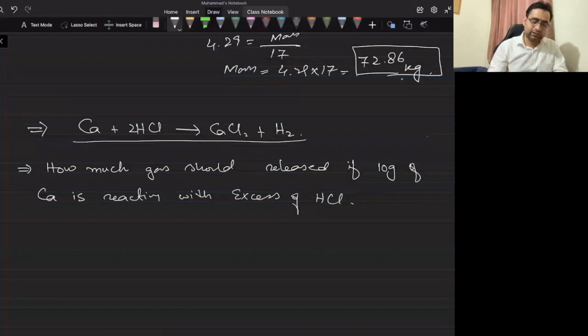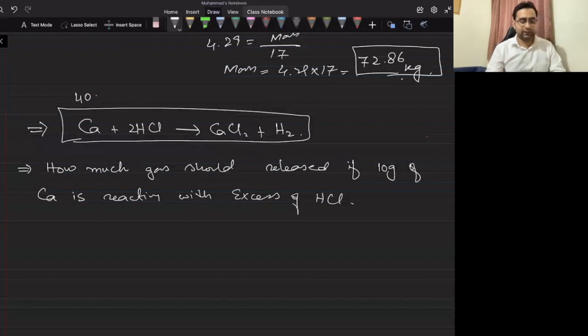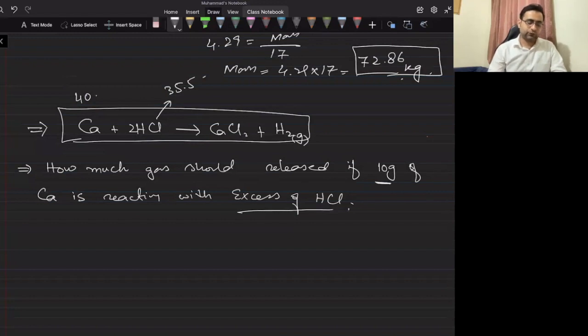This is a balanced chemical equation. And Ar for calcium is 40. I'm telling you this. And for chlorine it is 35.5. And hydrogen, it is a gas. Find out volume of hydrogen gas when 10 gram of calcium is reacting with excess of HCl. I'm giving you 2 minutes for this.